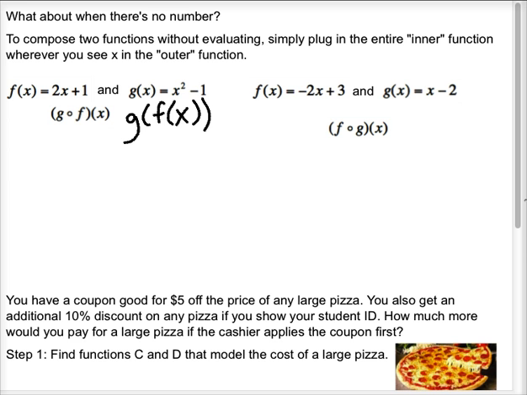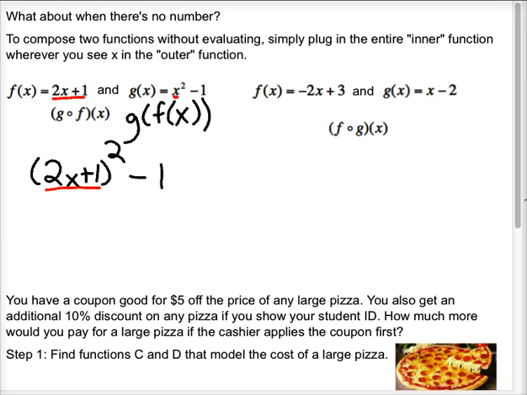So we're starting with f of x, and I'm going to put that in wherever I see x in g. So we're going to have that 2x plus 1 squared, because I'm putting f into g, and then minus 1. So again, you can see I'm putting that entire f of x function, that entire 2x plus 1, I'm replacing the x in g with that.